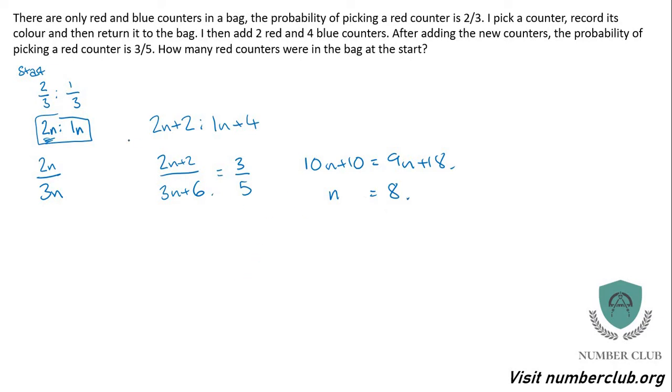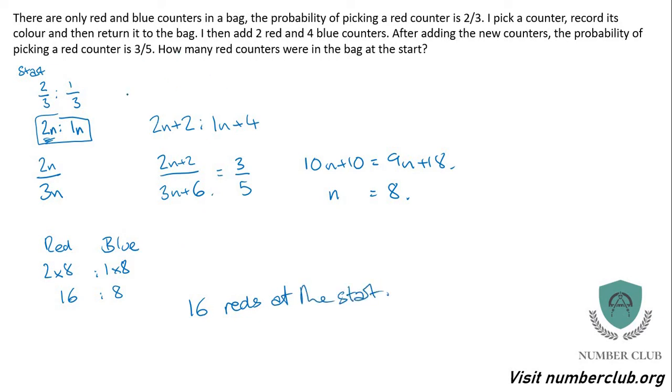Now what that means is that this n here is 8. So at the start, when we had the reds and we had the blues, well, the reds were 2 times 8 and the blues were 1 times 8, which means that we had 16 to 8. There were 16 reds at the start.